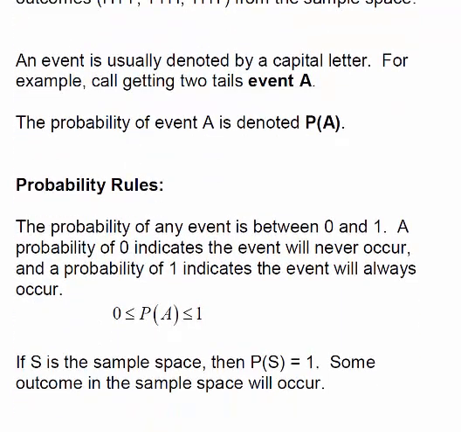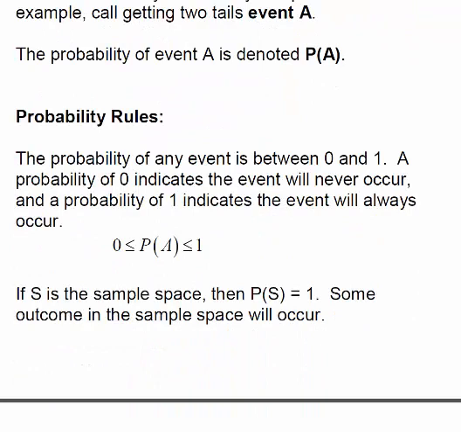Okay, probability rules. The first one that we encountered was that all probabilities are going to be between 0 and 1 inclusive. Remember the word inclusive, which if you wrote it as an inequality, means that P(A) is greater than or equal to 0 and less than or equal to 1. 0 indicates it will never occur. 1 means it will always occur.